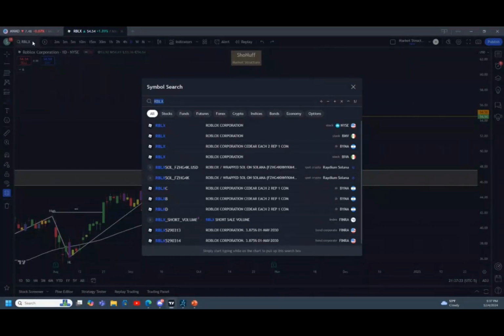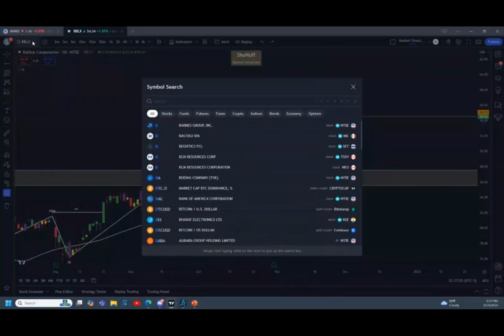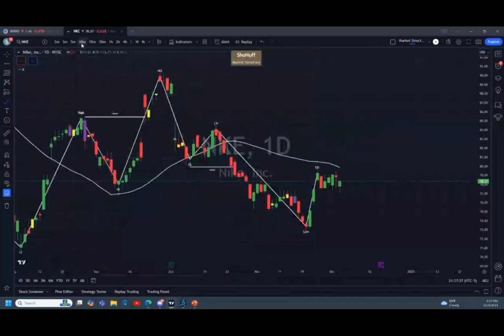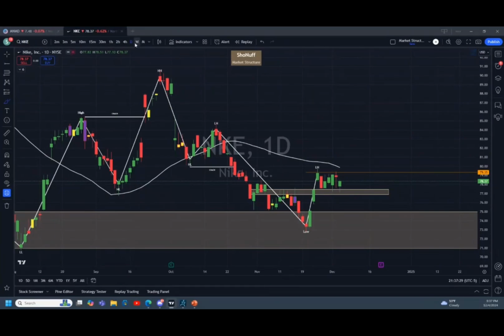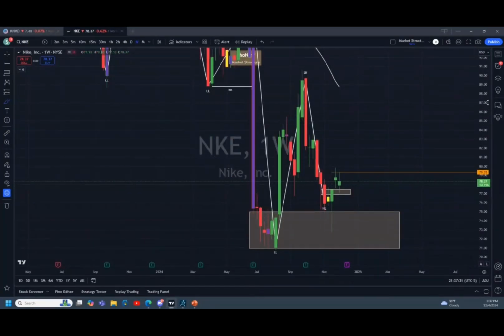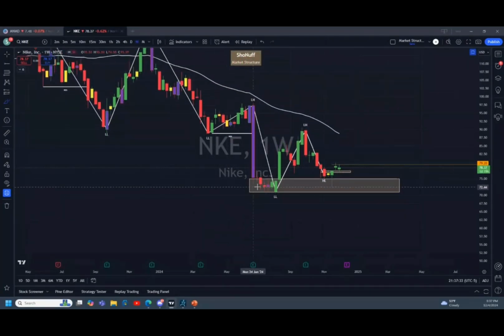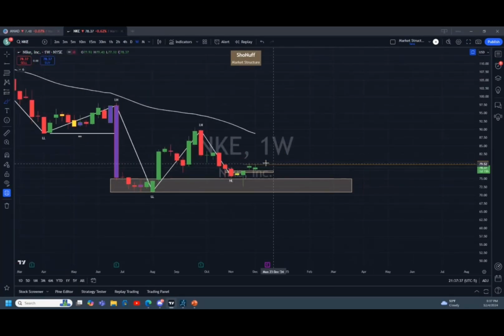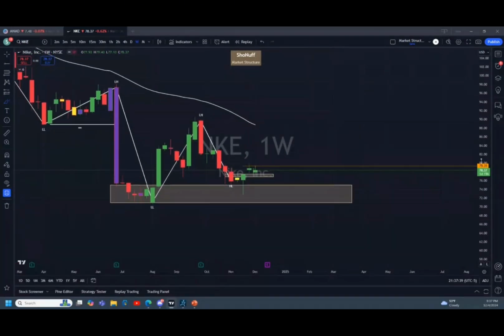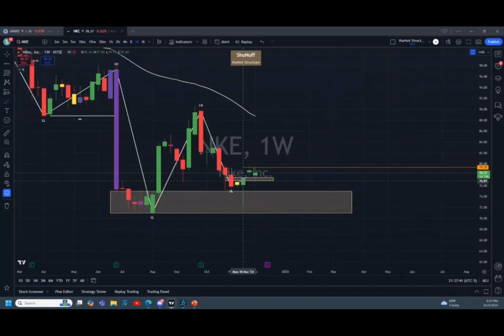Let's see what else. Can you do Nike? And can you look at the weekly and the 4 hour? Yep. A couple things on Nike. One, we hit this demand area, right? And they brought it back up. The last couple of weeks, there's not been much buying going on. But it's holding its previous resistance, which now flips support.